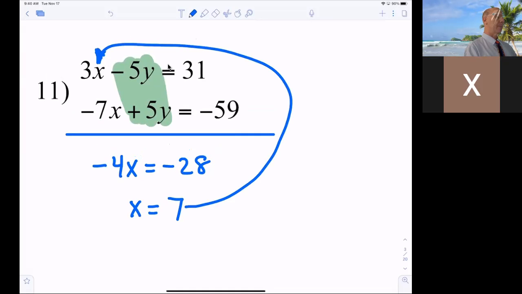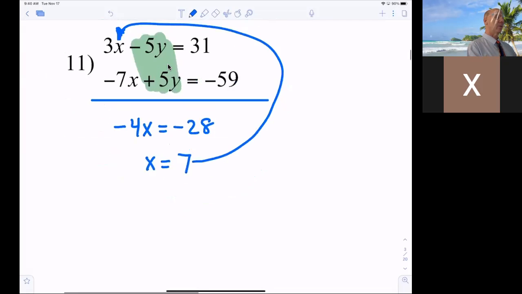How do you know which one to put? It doesn't matter which one. I just try to pick the easiest one. So what's 3 times 7? 21. So now 21 minus 5y equals 31.